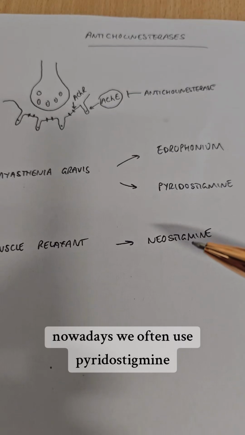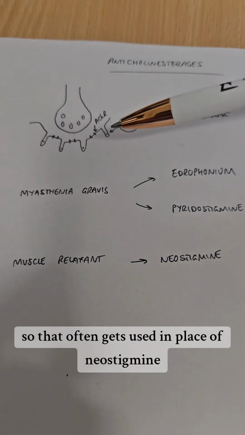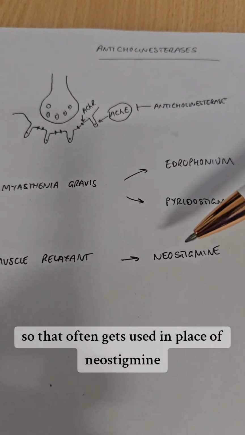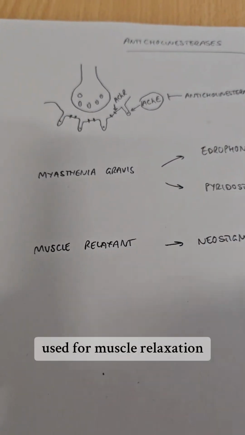Nowadays, we often use sugammadex, which is a completely different molecule and simply mops up the rocuronium molecule, so that often gets used in place of neostigmine. But neostigmine is the classic reversal agent for rocuronium, used for muscle relaxation.